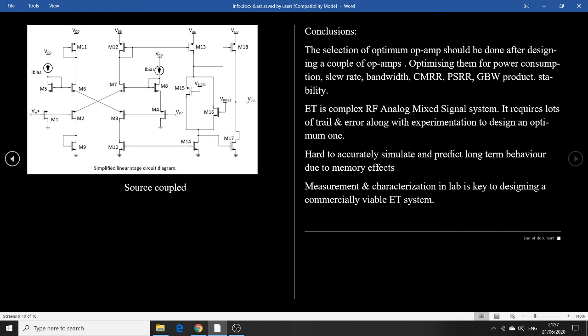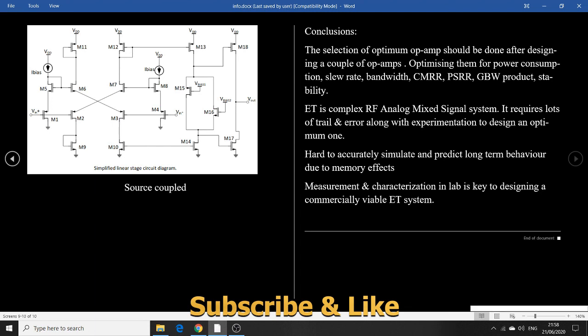But these are the two major topologies which are being used and investigated by many companies and also in academia. As I said, ET is a very complex analog RF mixed signal system. It is very difficult to simulate and correctly characterize. So one has to measure it in the lab, and with a lot of experimentation one can learn about this complex system. But again, it's a very valuable system. It's hotly pursued for 5G and definitely for 6G communication systems as well. The long-term behavior is challenging because of memory effects, and if one wants to characterize it, one has to design this in the lab and check it.